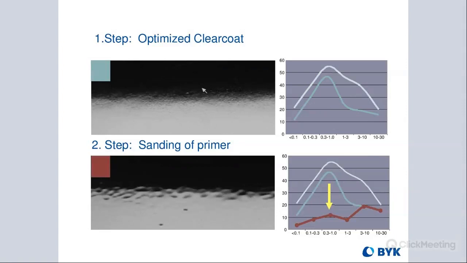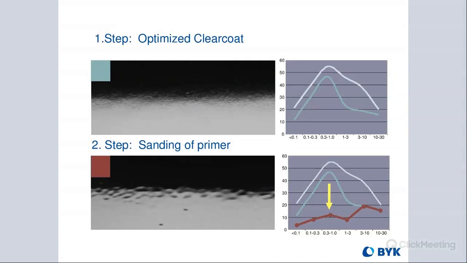So now we're going to take that. This is the surface we just saw before on the bottom. Now it's on the top, and we want to, again, improve this surface, except this time we're going to do it by sanding the primer. So again, every step along the way, from the substrate to the various coatings, to the top coat, to the clear coat, can all have an effect on the final look of the surface.